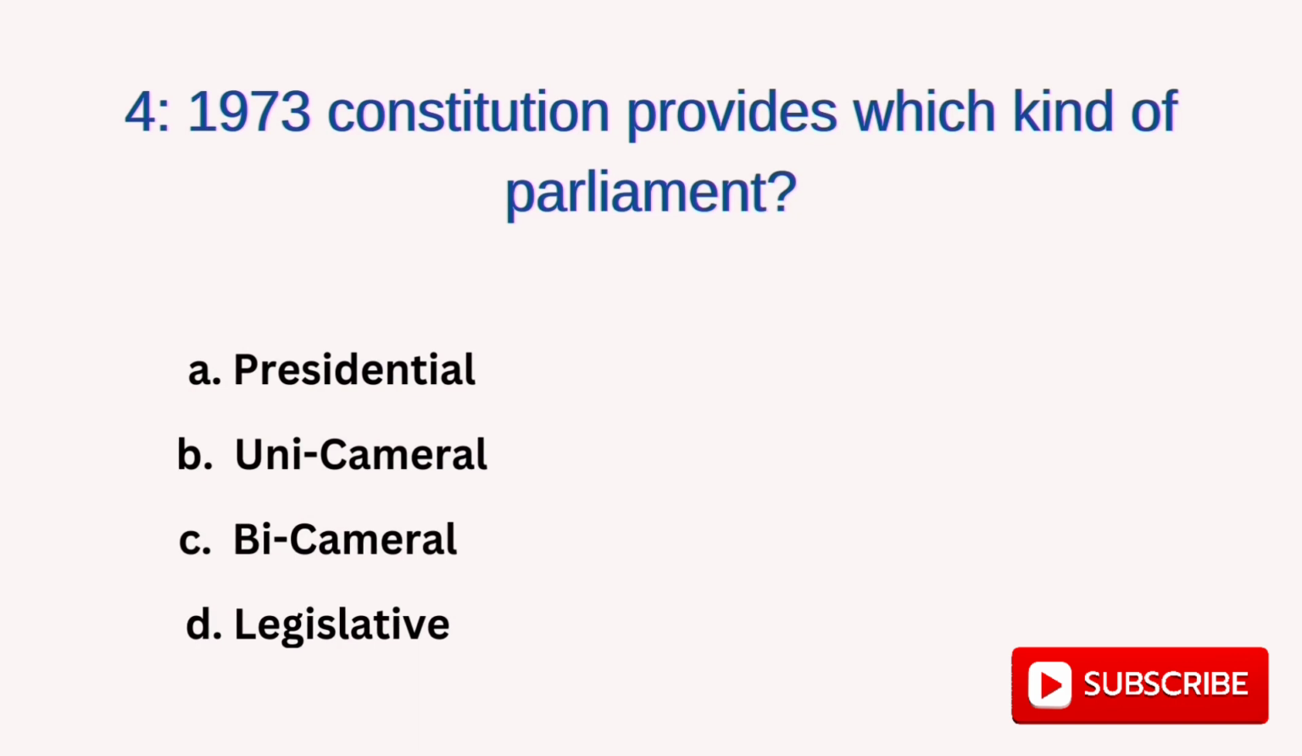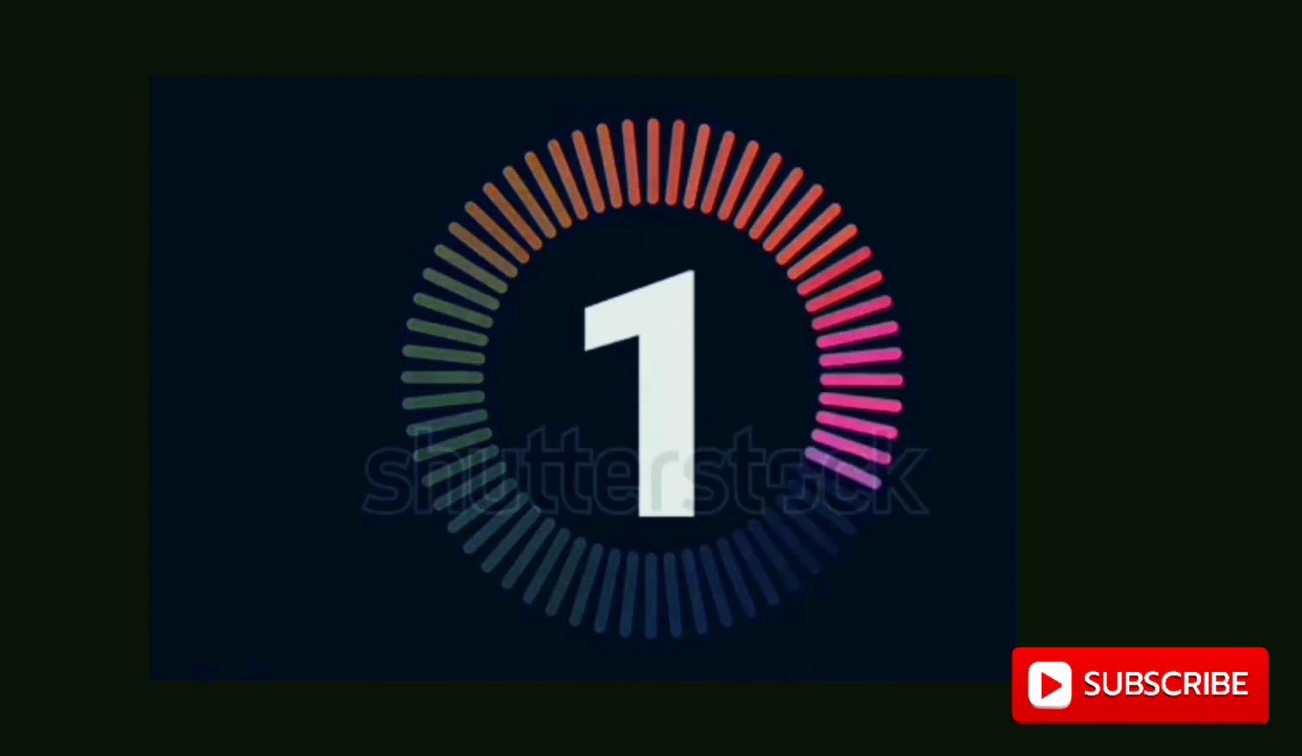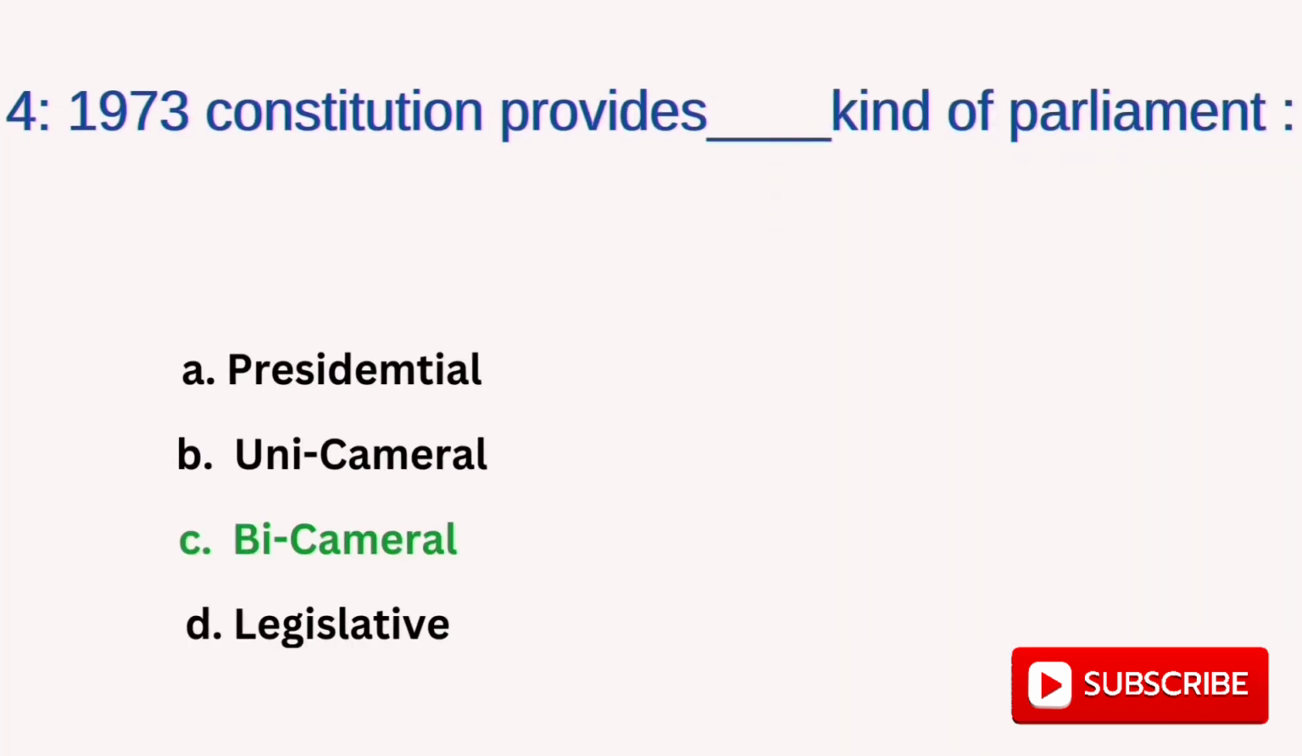Question 4. 1973 Constitution provides ___ kind of parliament. A. Presidential, B. Unicameral, C. Bicameral, D. Legislative. Correct answer is C.